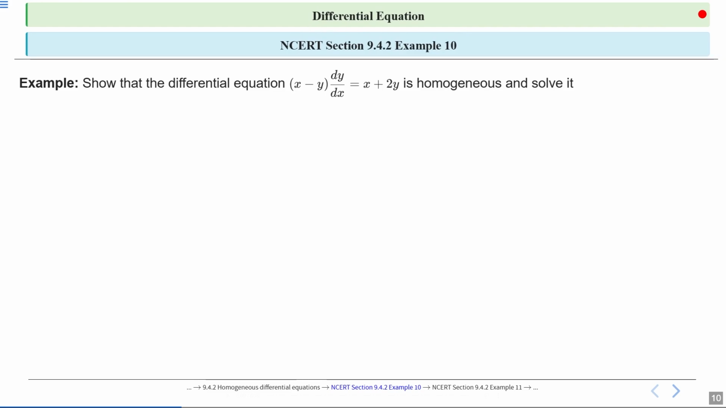That is the whole process of how to solve a homogeneous differential equation. Okay, so let's do an example of a homogeneous differential equation so that we can understand how to solve it.